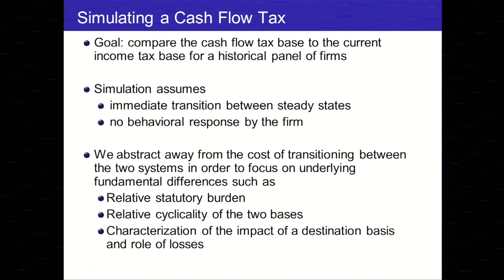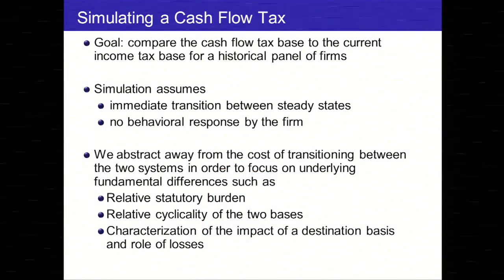It's just if we were to drop firms in a 10-year period into a cash flow tax with all the adjustments that would come, we move to a new steady state, and we assume that happens immediately. We also assume there are no behavioral responses by the firm. So in this way, this isn't a realistic picture of what's going to happen, but what it's going to do is sort of highlight the incentives that come from moving to a cash flow tax, because you can see where things look a little bit funky.